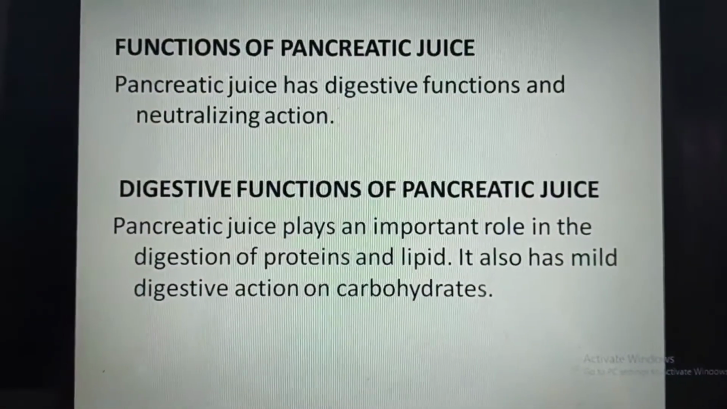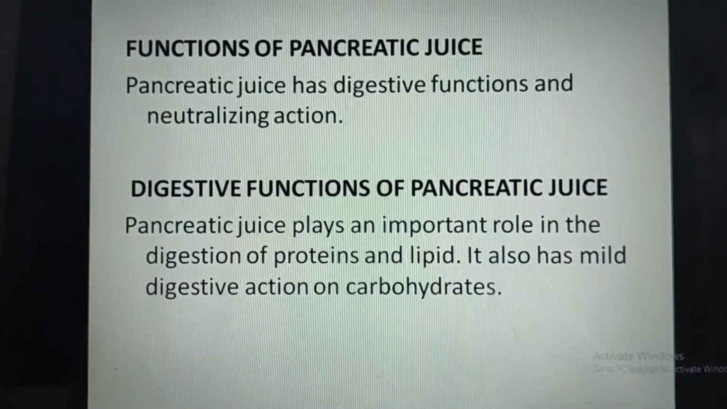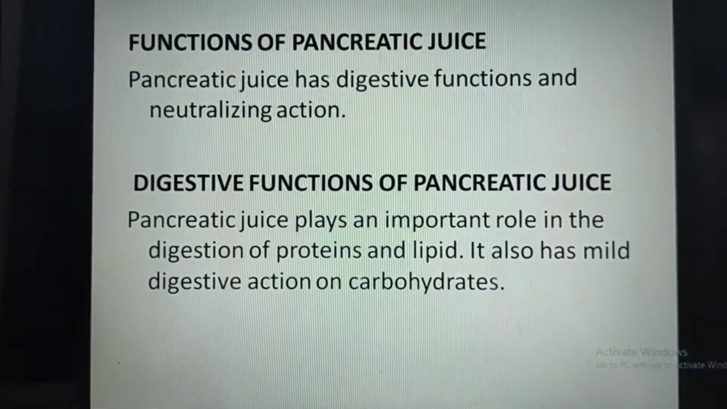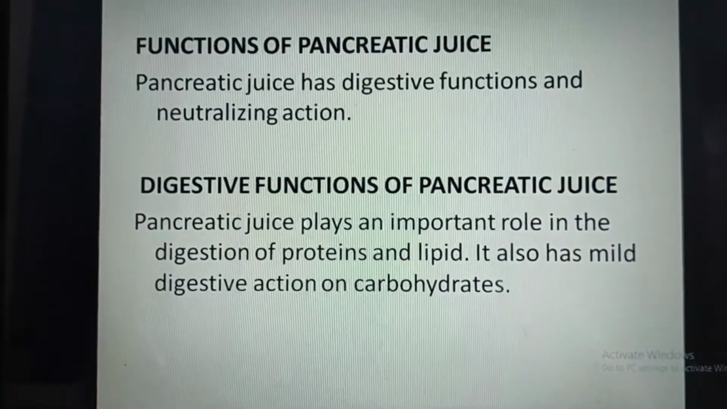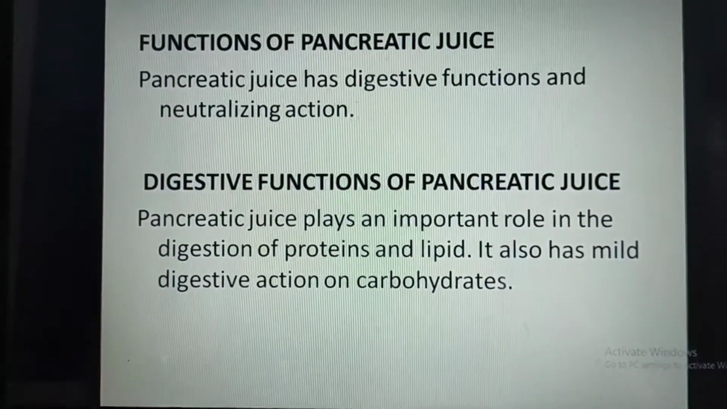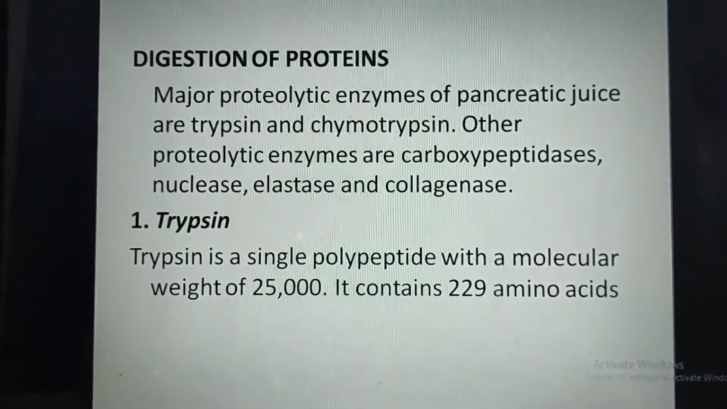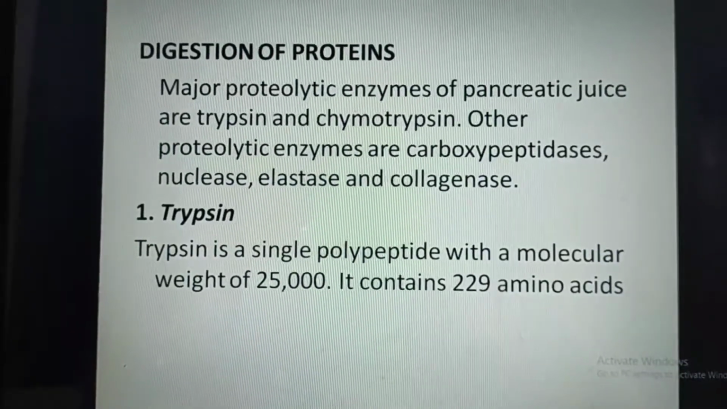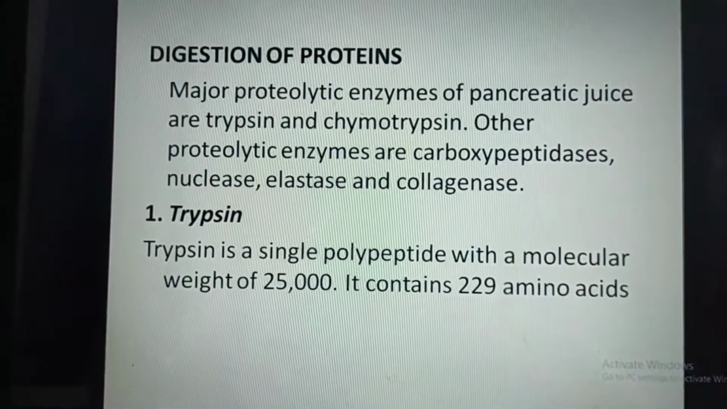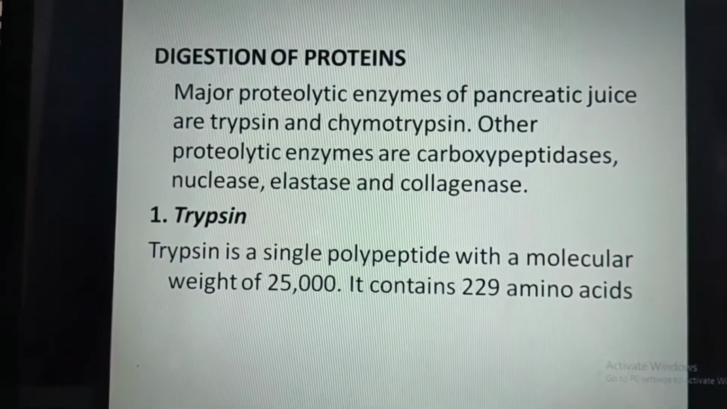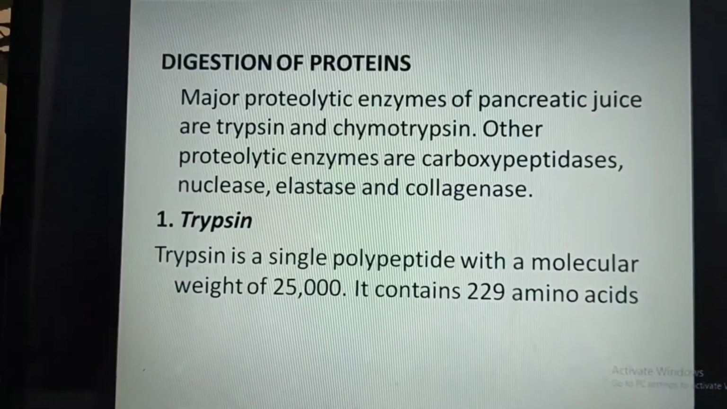Functions of pancreatic juice. Pancreatic juice has digestive functions and neutralizing action. Digestive functions of pancreatic juice: pancreatic juice plays an important role in the digestion of proteins and lipids. It also has mild digestive action on carbohydrates. Digestion of proteins. Major proteolytic enzymes of pancreatic juice are trypsin and chymotrypsin. Other proteolytic enzymes are carboxypeptidases, nuclease, elastase, and collagenase.